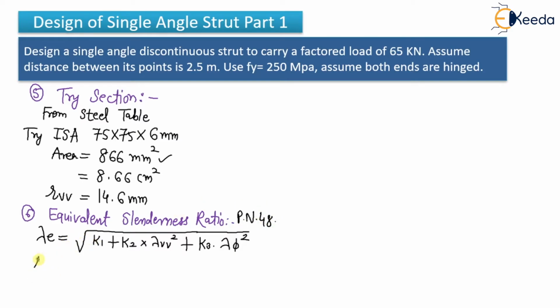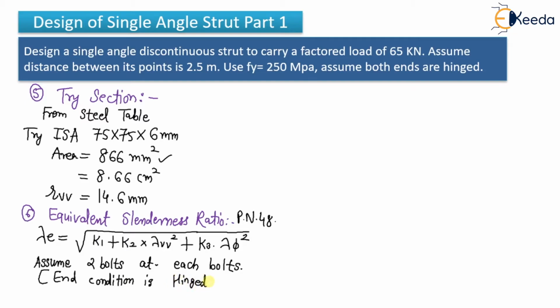Now what I will write? I am assuming 2 bolts at each end, and end condition is which one? End condition, I'll write here, end condition is hinged. Which condition is given? Hinged condition. And remember, in exam you have only this type of condition, hinged condition only. See, they have given both ends are hinged only. So you can easily find out that.